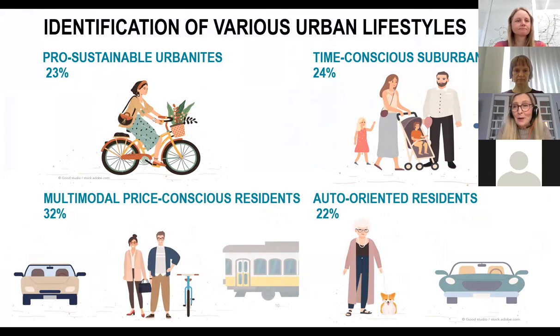And for example, our most recent study in the city of Turku in Finland revealed that we can identify four different clusters of people or four different personas where the preferences and also the daily mobility patterns vary, and these are, for example, pro-sustainable urbanites and auto-oriented resident groups.